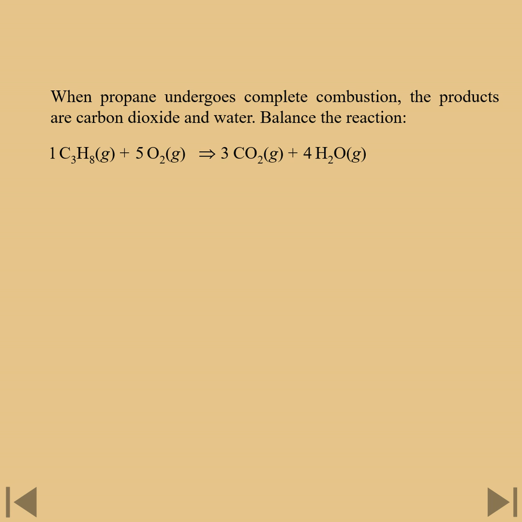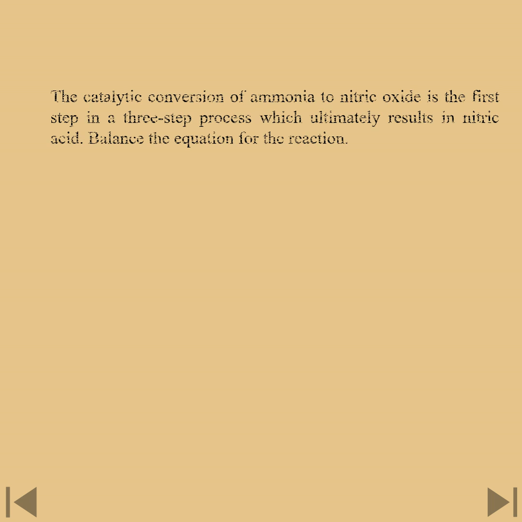The catalytic conversion of ammonia to nitric oxide is the first step in a 3-step process which ultimately results in nitric acid. Balance the equation. Again we begin by asking, is there anybody we should leave for last? Oxygen again would be good for last. It's our only single appearing element, and we do see 2 compounds on the right that have oxygen in them. Both of those reasons mean oxygen should be left for last.